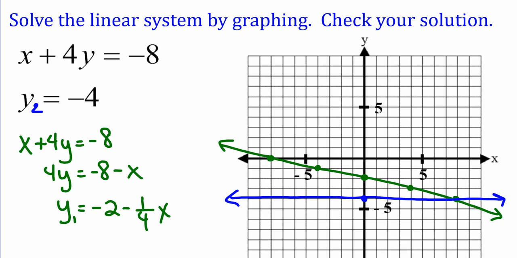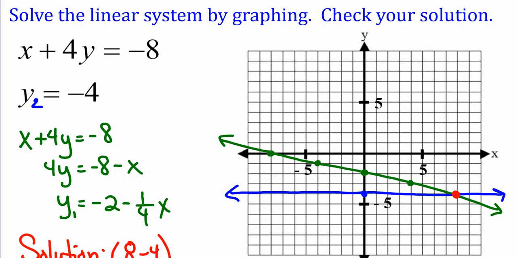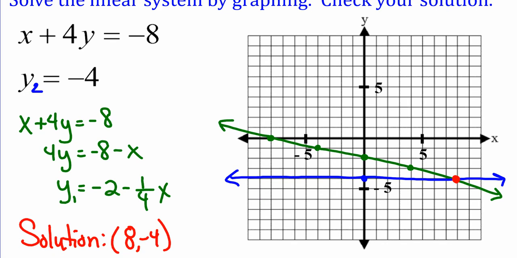Now when solving by graphing, we want to see where the two equations are equivalent to each other. So are they intersecting? And yes, they are. We can see they're intersecting at this point right here. So it appears our solution would be at (8, -4).